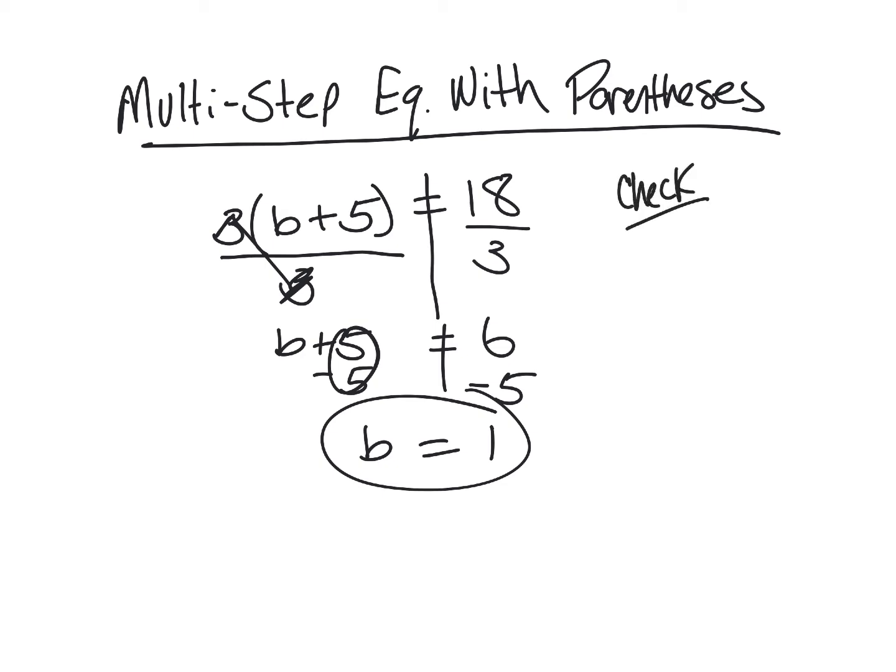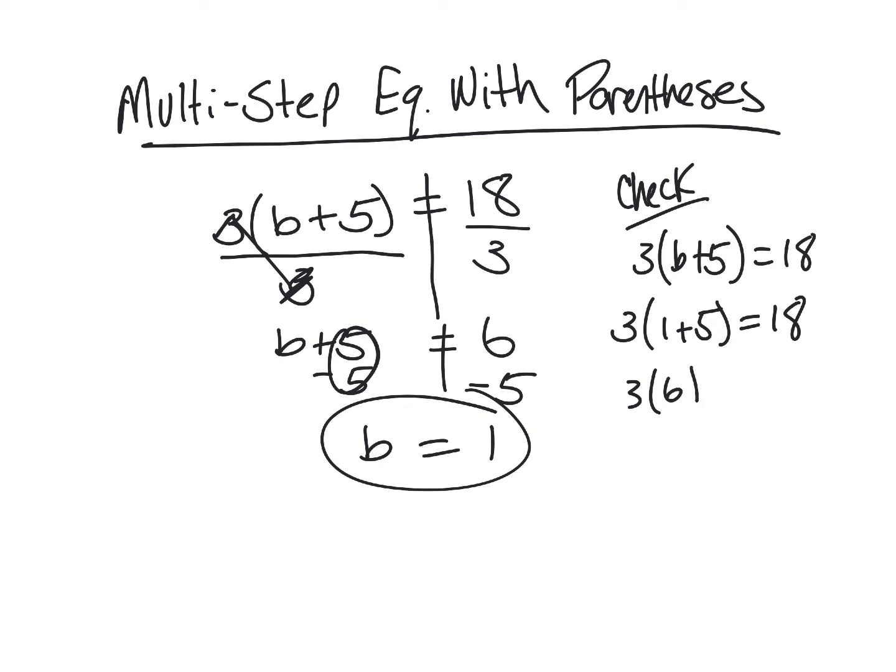Let's check to make sure that's correct. We do 3 times (b plus 5) equals 18. We replace the b with 1. So we do 3 times (1 plus 5) equals 18. Then 1 plus 5 is 6, and 3 times 6 is 18. So 18 equals 18.